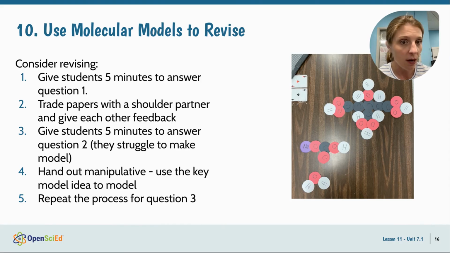Have them show each other, use the key model idea to help the students to figure this out, because this is really an aha moment for some of the students to really start to connect the key model idea to a physical model of what is actually happening. And that's going to strengthen their understanding of what is happening at a level so small that we can't see during a chemical reaction.